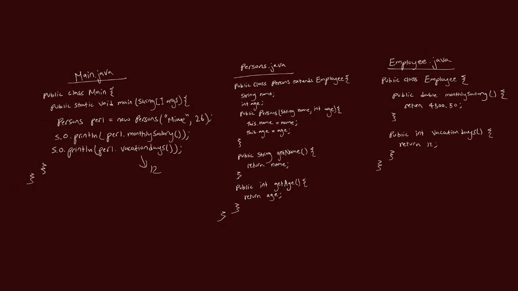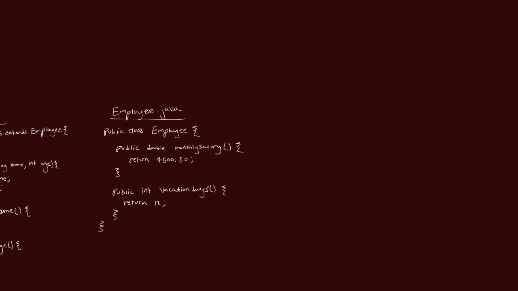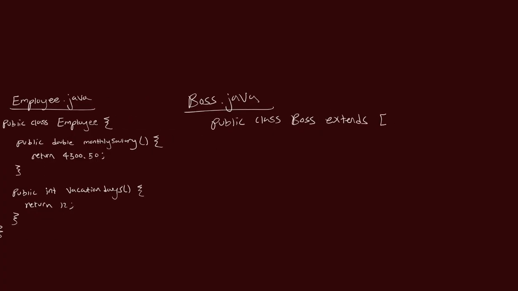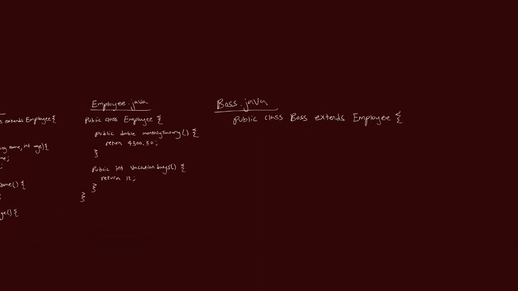Okay, and now let's say our boss, let's write another file called boss. So we're going to have boss also inherit our employee class, but we're going to have our boss's monthly salary be a lot higher, as well as our vacation days. So we're going to do public class boss extends employee. Okay, so right now it can access these materials.